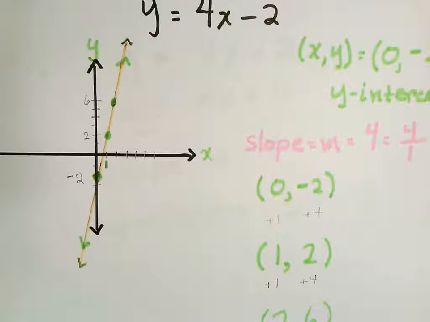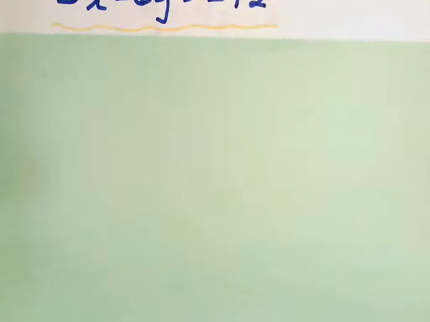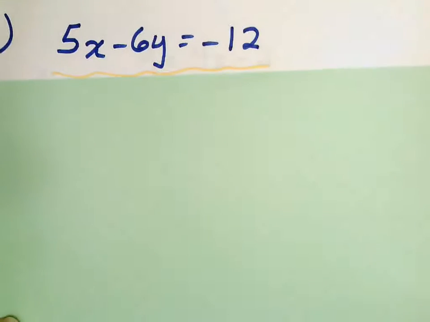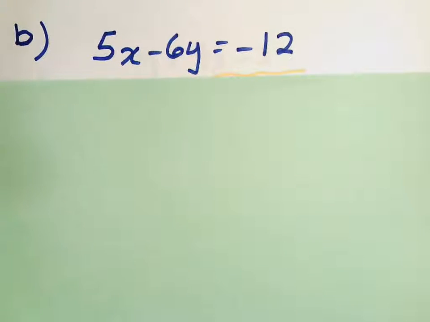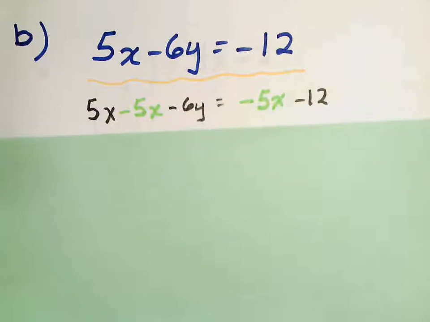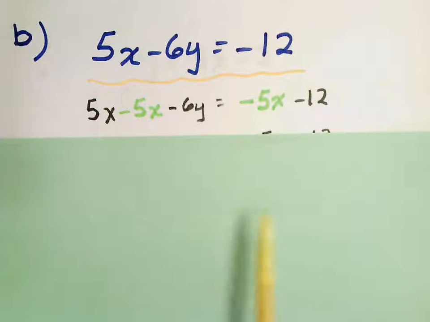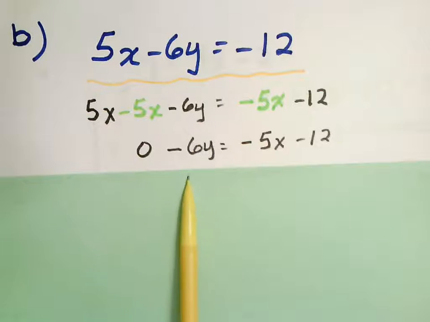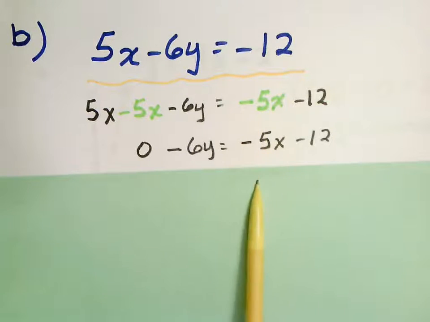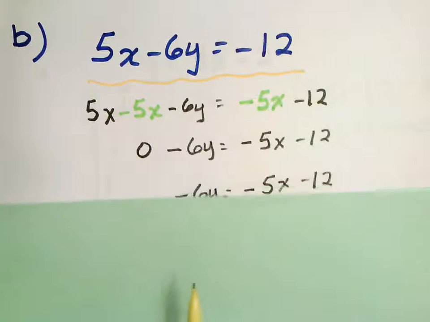We're going to answer those same 3 questions again. This time, we're using the equation 5x minus 6y is equal to negative 12. And we have to solve for y. So what we're going to do, we're going to subtract 5x from both sides. 5x minus 5x, 0. Bring down the minus 6y. Bring down the negative 5x. Bring down the minus 12.